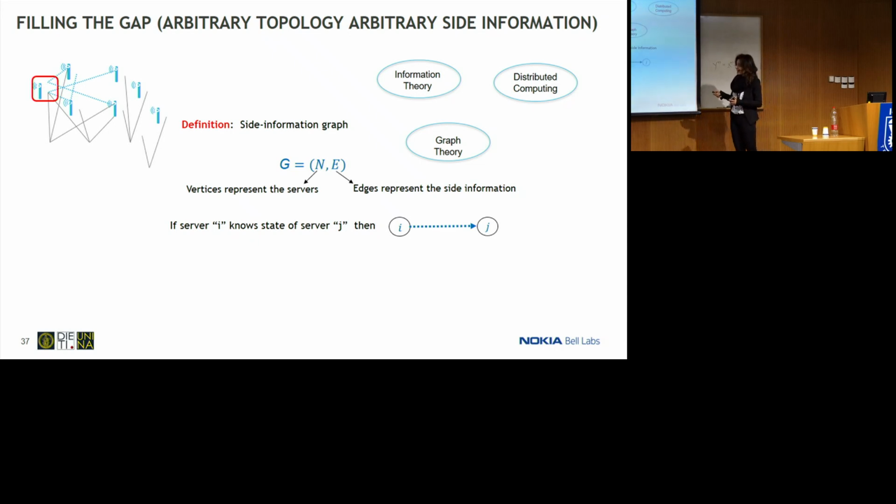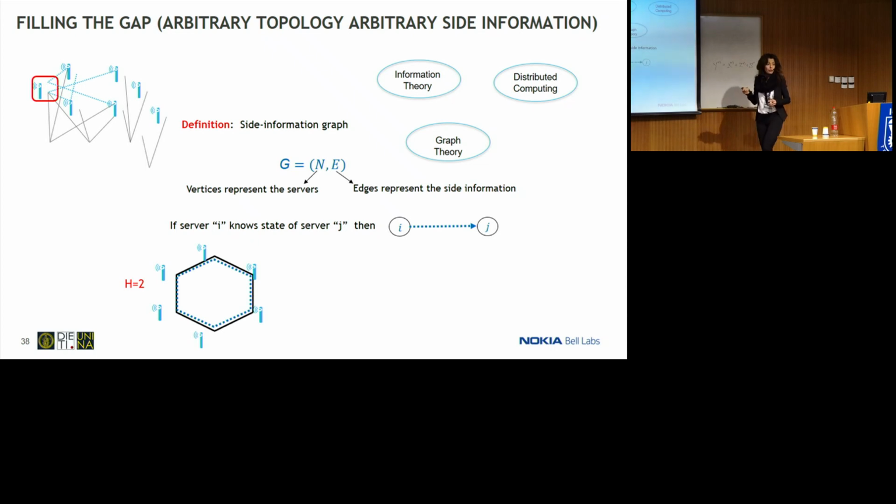It's essentially a graph whose nodes are represented by the servers and whose edges represent the connectivity among the servers. So there is an edge between server A and server J if server A knows the state of server J. Of course, in our assumption for this study, we assume reciprocity. So consequently, this is an undirected graph. We will not have just a directed edge between two nodes, but we will have both directions.